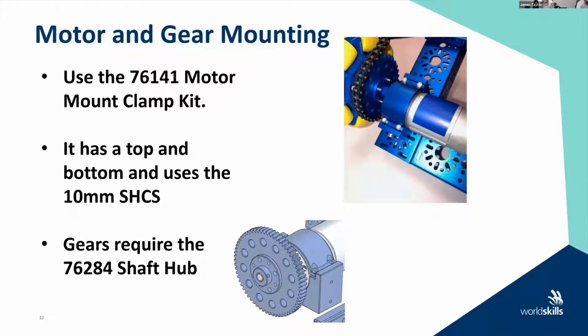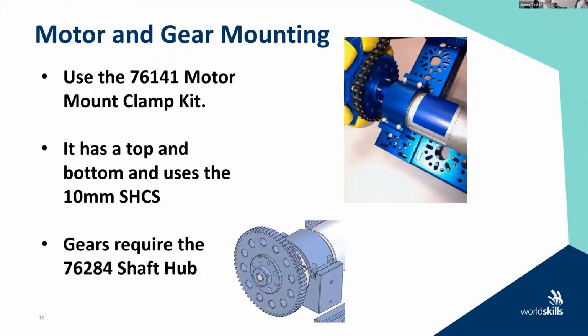That clamp kit has both a top and a bottom. You'll see there's a picture of a mechanism there with a motor that is mounted in one of these mounts. It's a chain-driven mechanism. Don't get confused about that. It's just a picture that I had inserted in here. So you're not doing a chain-driven mechanism on this robot right now. Maybe one day we'll do one with chain-driven.